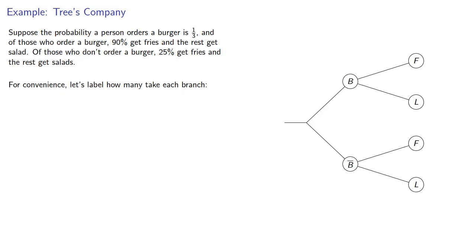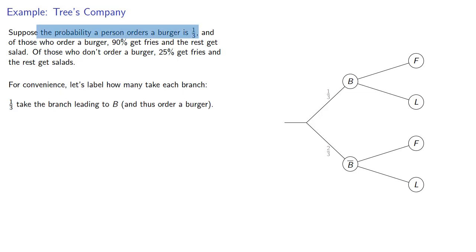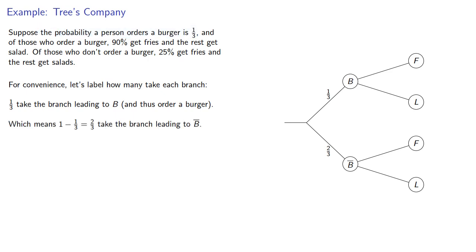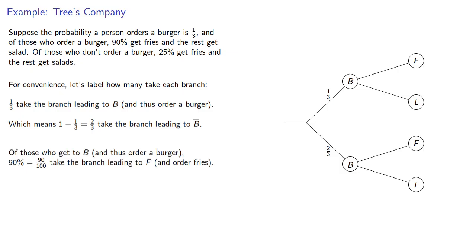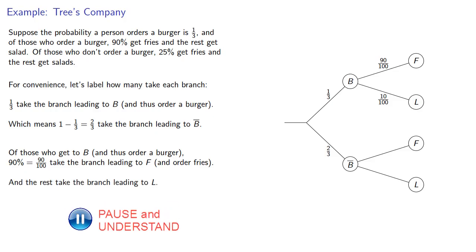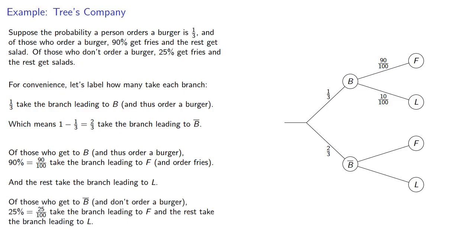So for convenience, let's label how many take each branch. 1/3 take the branch leading to B, which means that 2/3 take the branch leading to B complement. Of those who go to B and order a burger, 90%, 90/100ths, take the branch leading to F and order fries, and the rest take the branch leading to L. Of those who don't order a burger, 25% take the branch leading to F, and the rest take the branch leading to L.